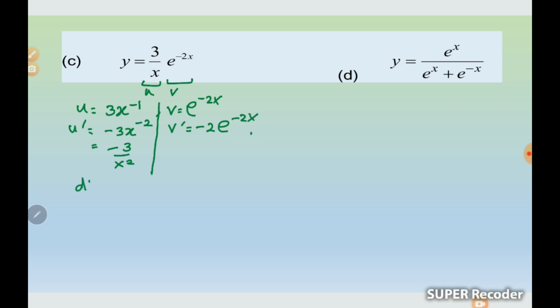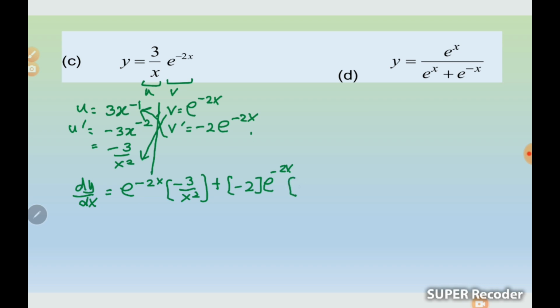So differentiate y, as usual, dy/dx. The formula is v multiplied with u prime. v is e to the power of negative 2x multiplied with u prime, negative 3 over x squared, plus v prime, negative 2e to the power of negative 2x, you have to multiply with u, 3 over x.